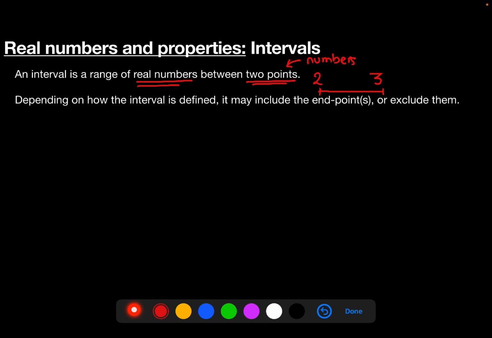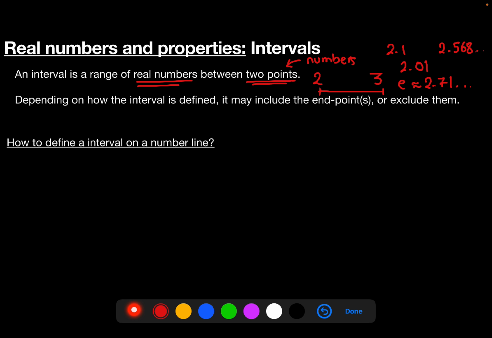So this could include numbers like 2.1, or it could include something like 2.01, or it could include the number e, which is approximately 2.71, because that is also a real number, even though it has an infinite number of decimal values after. It's still within the range, and this interval would contain that. It could have something like 2.568 going on forever. So it would contain every single real number between these 2 points. And depending on how the interval is defined, it may include the endpoints or it may exclude them.